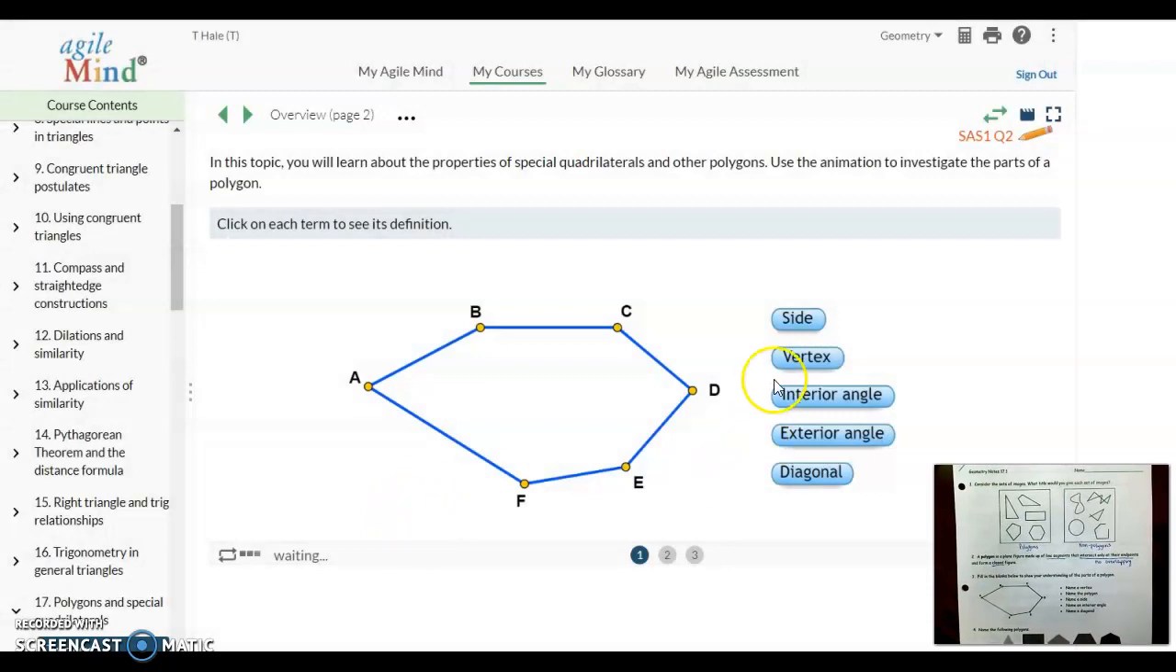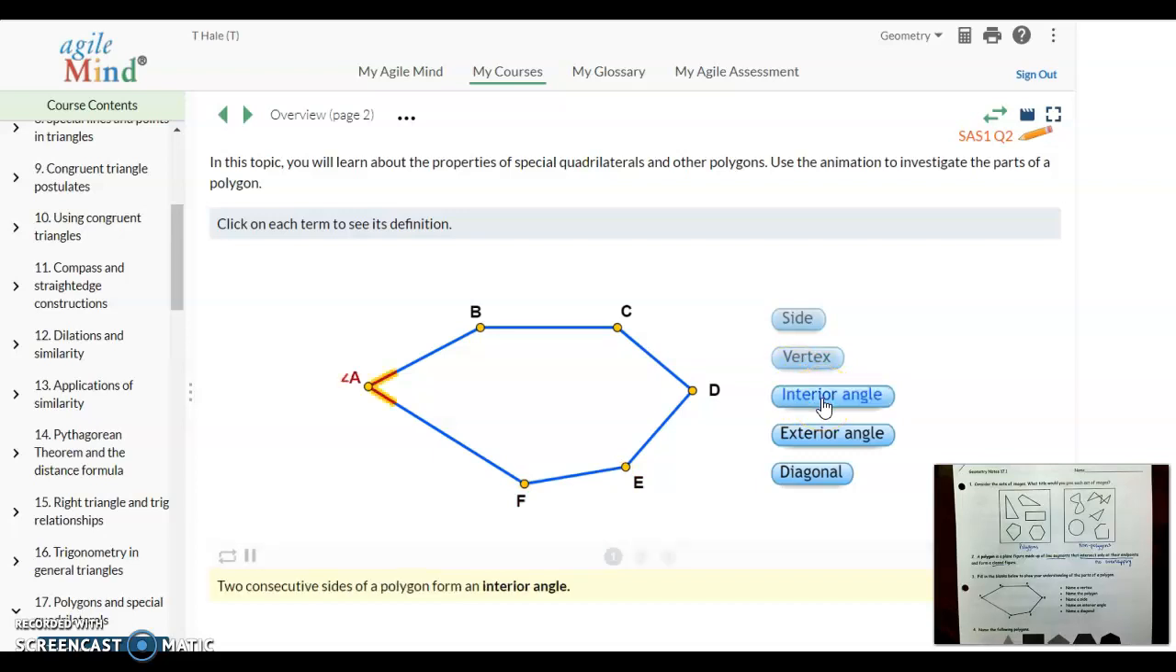So first of all, polygons have sides, and their sides are segments. So remember, to name a segment, you have to put the segment bar above the two endpoint names, and always use capital letters for those points. The vertices are the points where the two segments join together, and so you can see that this polygon has 6 of them, A through F.